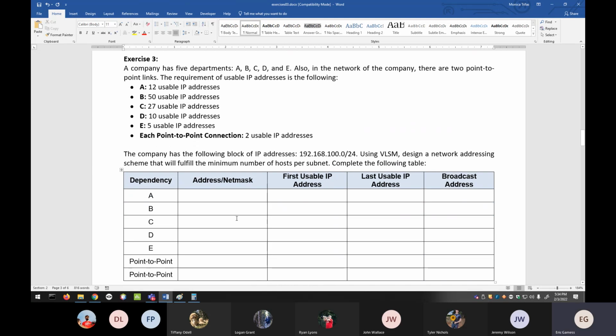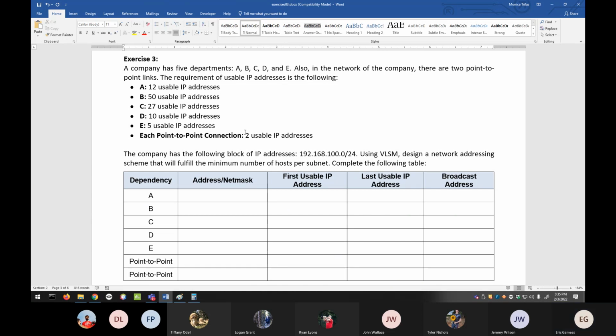Okay, so a company has 5 departments, A, B, C, D, and E. Also in the network of the company, there are 2 point-to-point links. The requirement of usable IP addresses is the following. 12 usable IP addresses for A, 50 for B, 27 for C, 10 for D, 5 for E. If I use FLSM, what will be the size of the subnet that I have to choose?